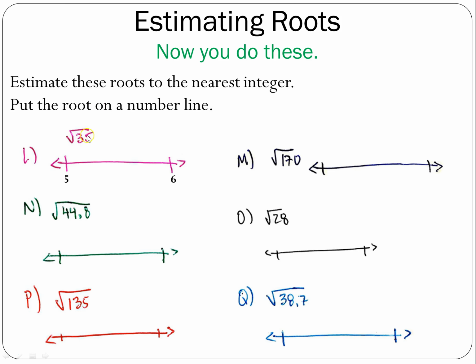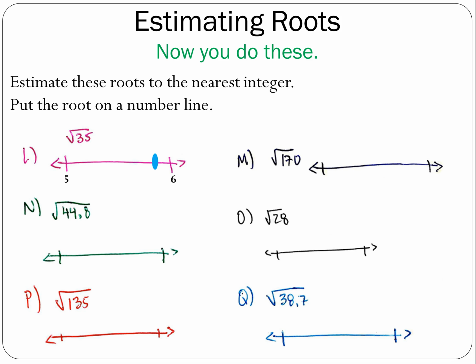And 35 is super close to 36, which is 6 times 6, so I'm going to put that dot right up near the 6. Sweet. Yours could be a little bit closer. It's definitely not going to be down by the 5 or in the middle because it's really close to 6. So 44.8. Don't let the decimal fool you.